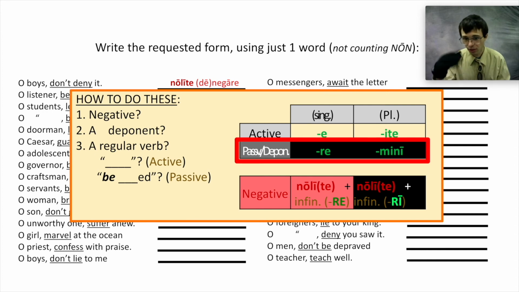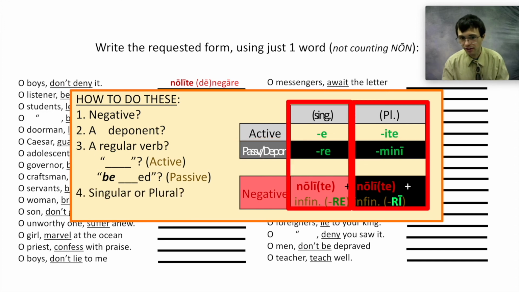And then once you've decided which row you're going to use, then decide whether you need the singular one or the plural one. How would you know which one you're going to use? Well, got to look at what? The subject of the sentence. If you're talking to a singular, oh listener, then you use a singular verb. But if you're talking to a plural, oh students, then you're going to use the plural verb. Why is that? Because subject-verb agreement says that the verb must match the subject in person and number. In this case, though, everything is second person.